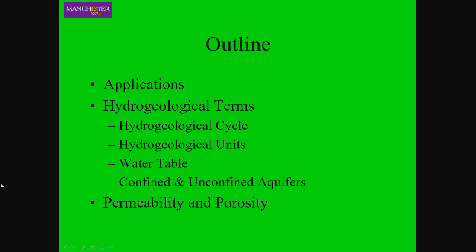So I'm going to talk about these 3 things. I'm going to talk about applications. If you're still thinking about maybe why you should be here rather than somewhere else, I'll give some examples of applications. I want to make sure that the words we use, the language we use, we understand each other. So we're going to go through some of the hydrogeological terms. And then finally, just a quick review on the controls on permeability of different rock forming units.